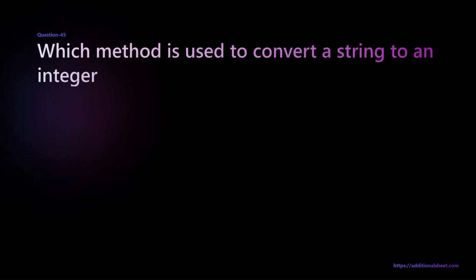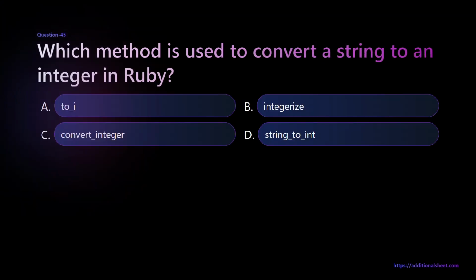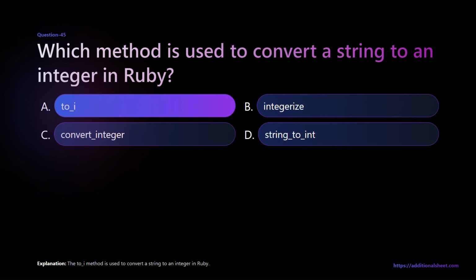Which method is used to convert a string to an integer in Ruby? Option A, to_i. Option B, integerize. Option C, convert_integer. Option D, string_to_int. The correct answer is option A, to_i.